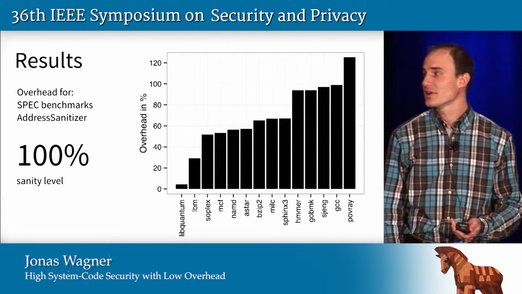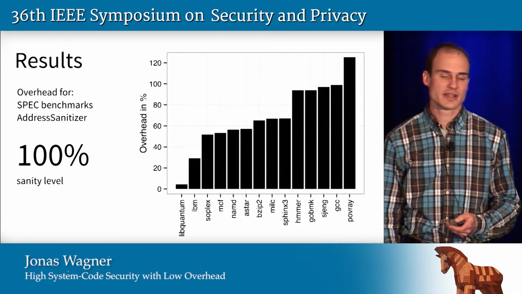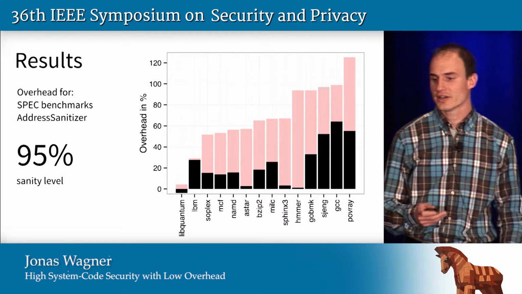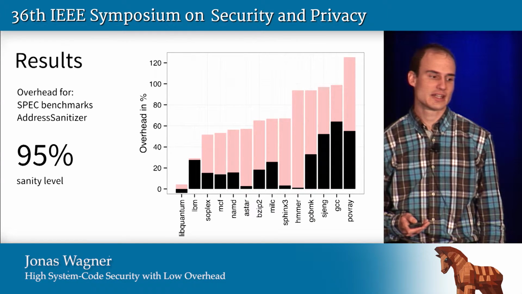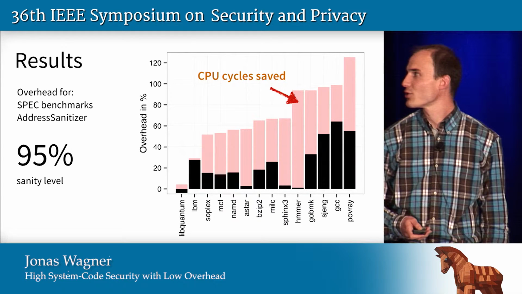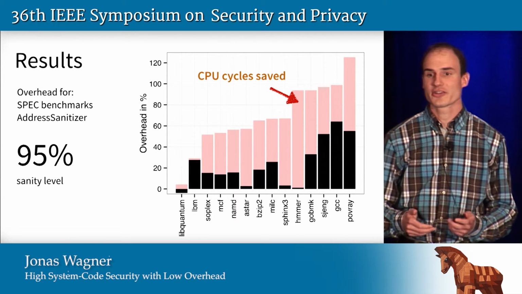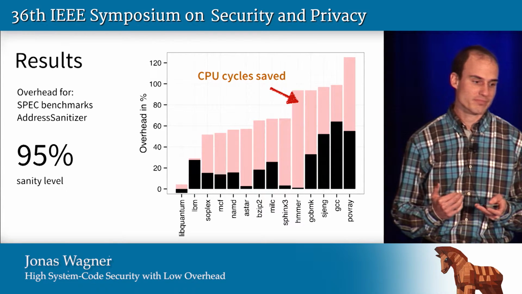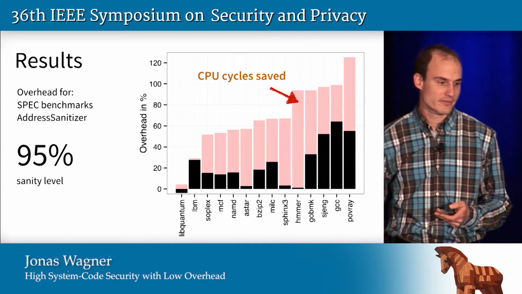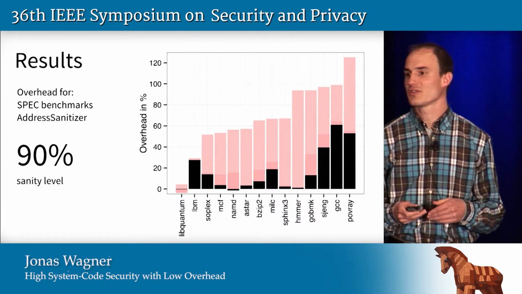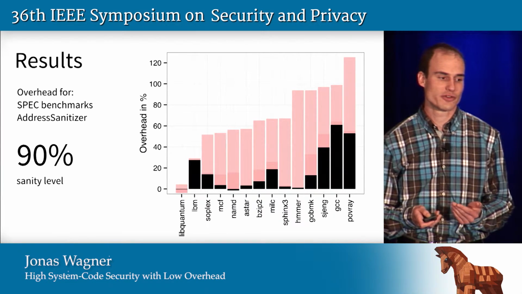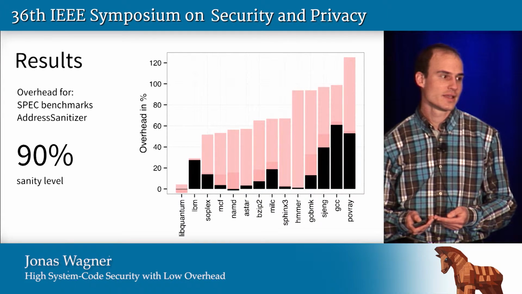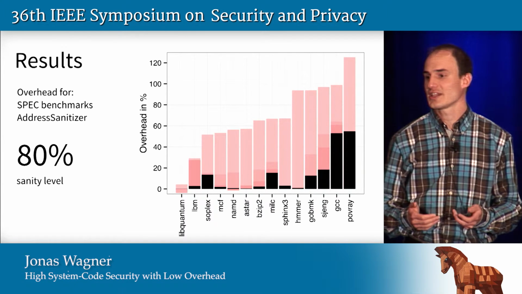Now, using ASAP, users could reduce this overhead by choosing a slightly lower sanity level. So here, you can see the overhead for a sanity level of 95%. All the red parts in this figure are CPU cycles that we save by reducing the protection by 5%. Users who want even lower overhead can reduce the protection level further. So here is the result for a 90% sanity level. And here it is for a sanity level of 80%.